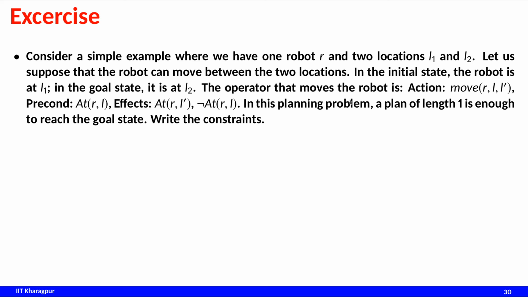The operator that moves the robot is the action move(R, L, L'), where L' is the new location. The precondition is that the robot has to be at L. The effects are that it reaches the new location and is no longer in the initial location. To elaborate for this problem, I can have a plan of length 1 to reach the goal state. You can try to write the set of constraints for this problem.